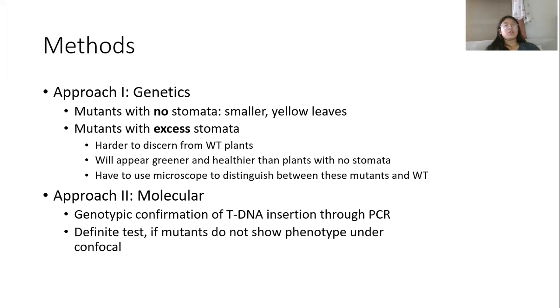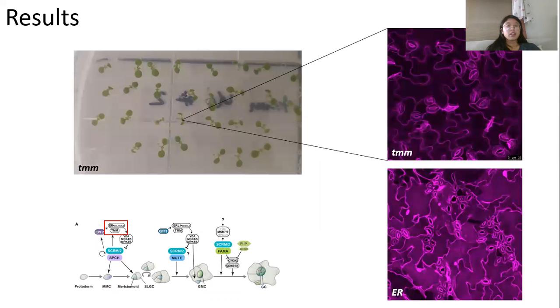type. Approach number 2 is the molecular approach, where we will genotypically confirm the tDNA insertion through PCR, and this is a definite test if the mutants do not show a phenotype under the confocal. So we'll start with TMM, and since TMM and ER work together, their phenotypes are pretty similar. So we can see here that there's a violation of this one cell spacing rule, where there's not a non-stomata cell in between stomata. We can see that in here and here.